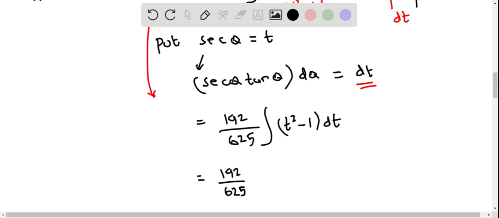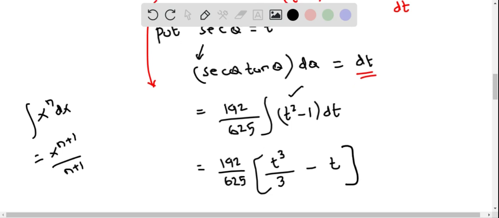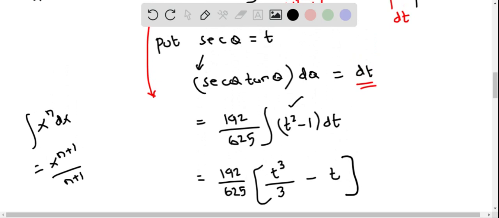To integrate, we can use the power rule of integration: if you integrate x raised to the power of n, this equals x raised to the power of n plus 1 over n plus 1. Similarly, when we apply this formula, the integral of t cubed is t raised to the power of 2 plus 1, which is 3, over the same quantity, 3, and minus the integral of 1 dt is just t. Now we have integrated this, and we have to do the back substitution for t.